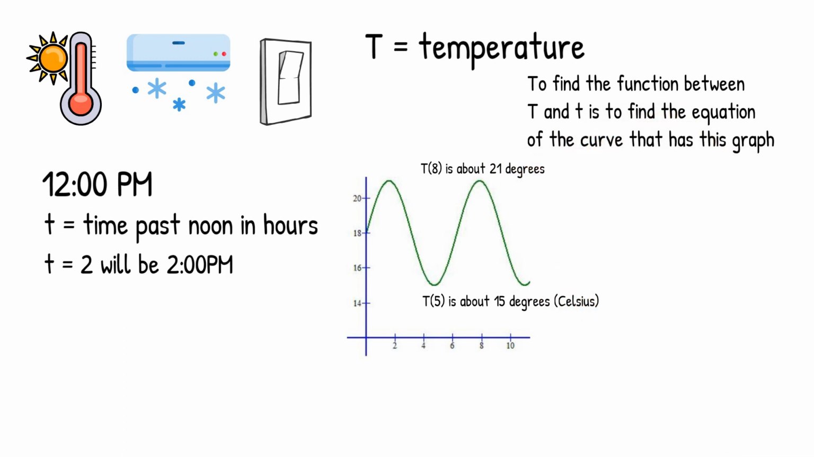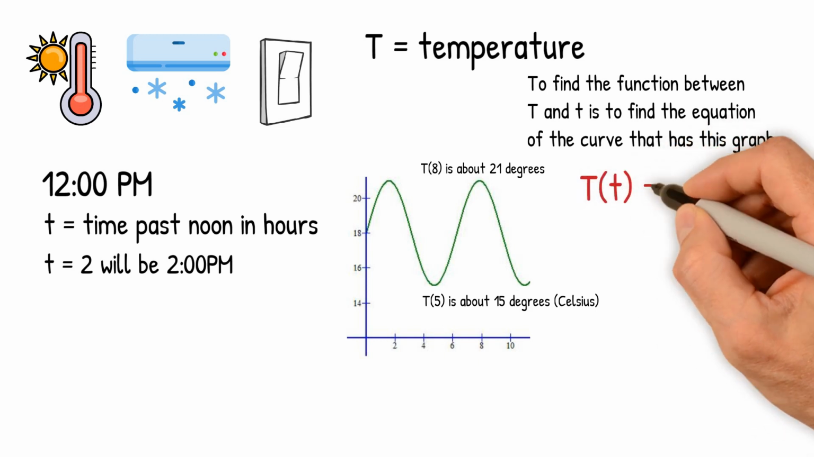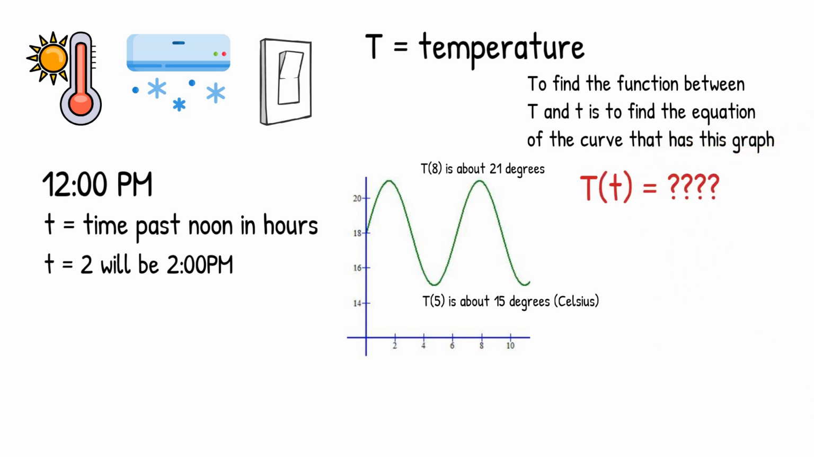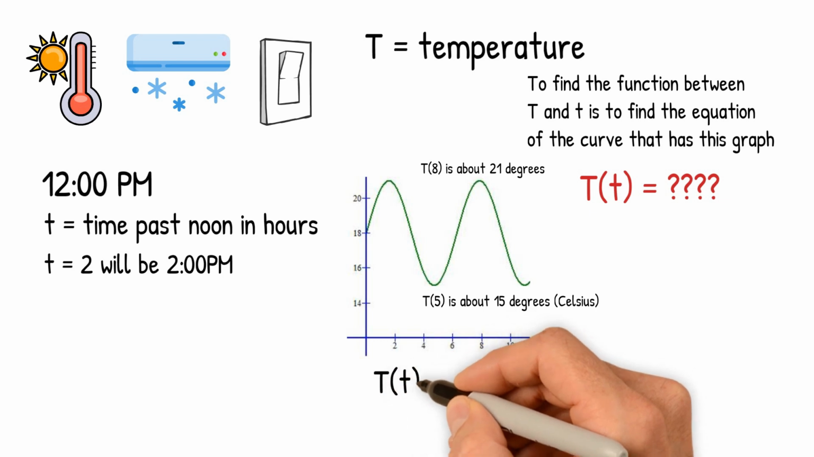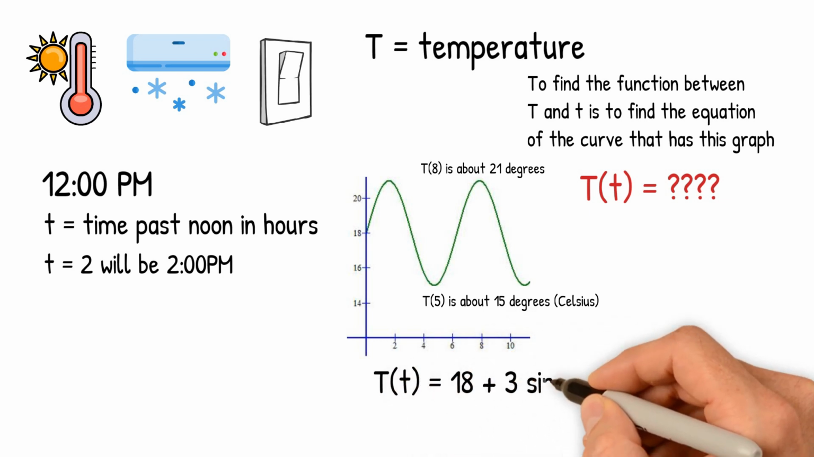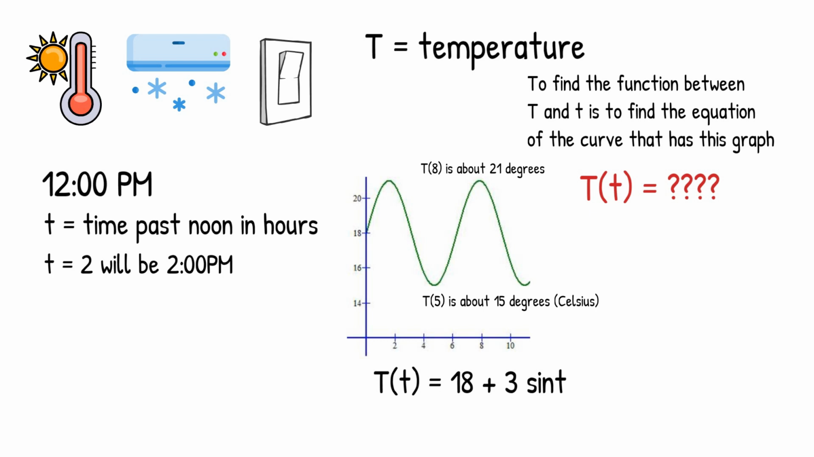Celsius degrees, of course. To find the function for T is to find the formula T of t equals whatever the formula is. We're not going to discuss how to find this formula, as we never discussed trigonometry, which would be required to get this exact equation. If you happen to be familiar or interested, the formula for this curve happens to be T of t equals 18 plus 3 sine t. Now that we have a formula, we can simply substitute that value of the time, or lowercase t, into the equation to get the corresponding value of temperature, or uppercase T.